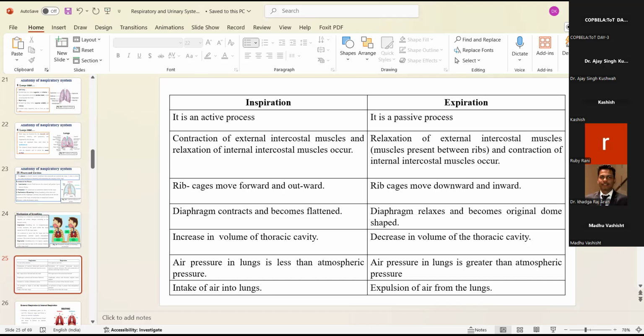In inspiration, the air pressure in the lungs is less than the atmospheric pressure, therefore we inspire. In expiration, the air pressure in the lungs is greater than the atmospheric pressure. So this is the main difference between inspiration and expiration. This is known as the mechanism of breathing. So I hope you understand.